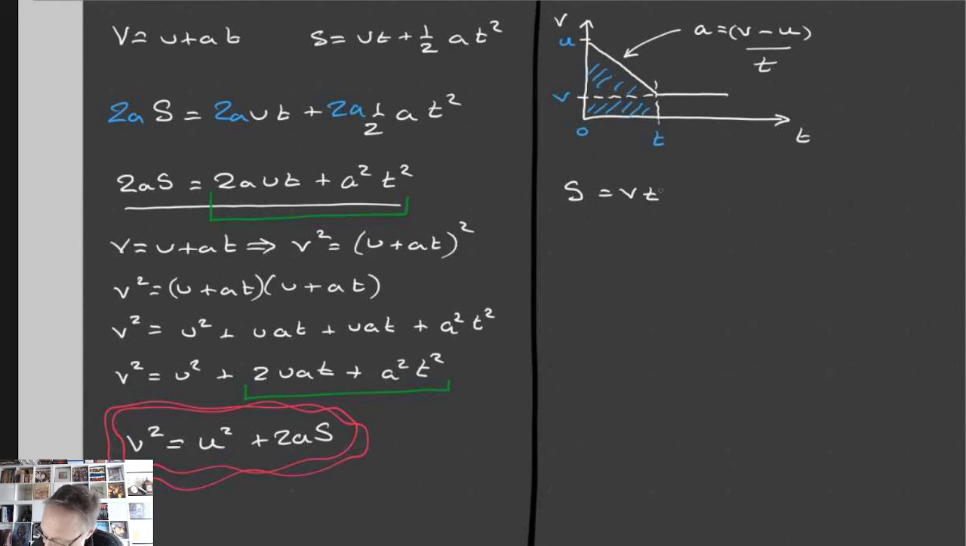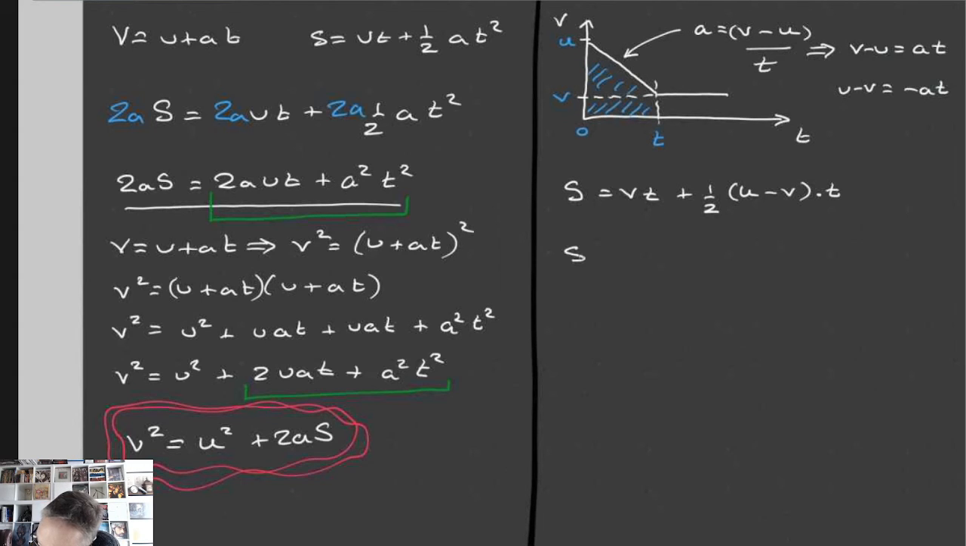vt, which is the rectangle, plus half, and it's the triangle, u minus v, height, times the width. Now, if you just look at the definition of acceleration, I get v minus u is equal to at. And I do not have v minus u here, I have u minus v. So if I multiply both sides by minus 1, that's u minus v is minus at.